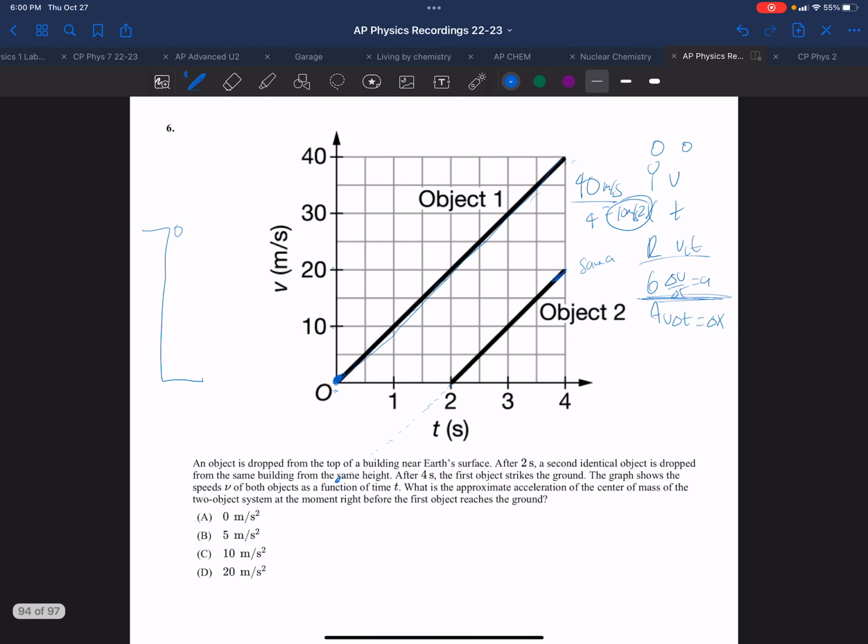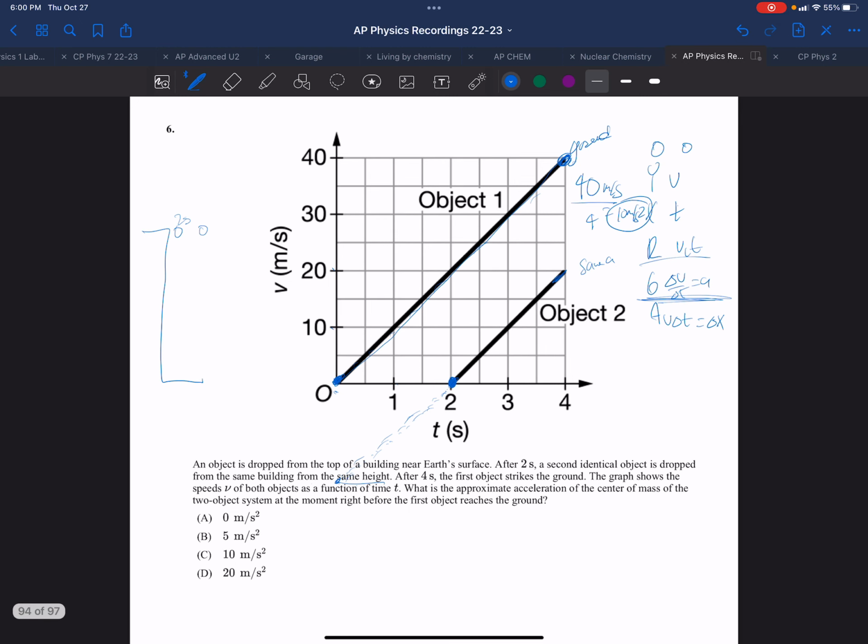A second identical object is dropped from the same building from the same height. So 2 seconds, and then we drop another one. So that's why this one starts at 2 seconds with a velocity of 0. So there is no data back here. It wasn't moving back there. It started, it instantiated here at 2 seconds. After 4 seconds, the first object strikes the ground. Okay, so that's the ground.